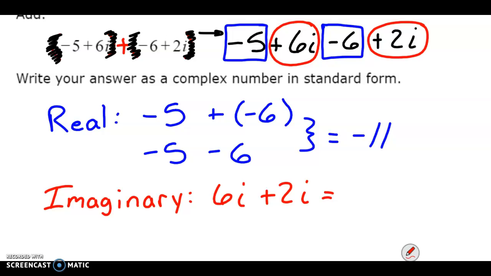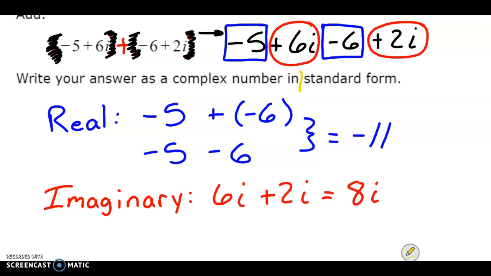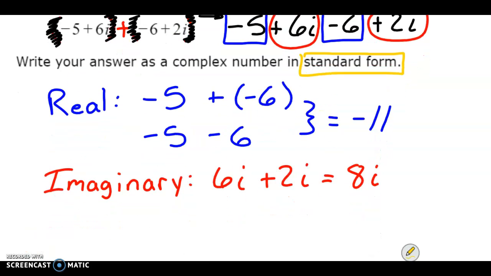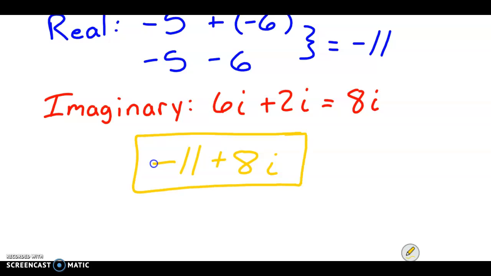We have a positive 8i for our imaginary number, and then like we talked about in that standard form on the last slide, that's just how you want to make sure you're presenting your answer. So you've got -11 plus 8i, and that is your final answer for today's stuff. That's all you're doing. You're combining those reals and the imaginaries with each other.